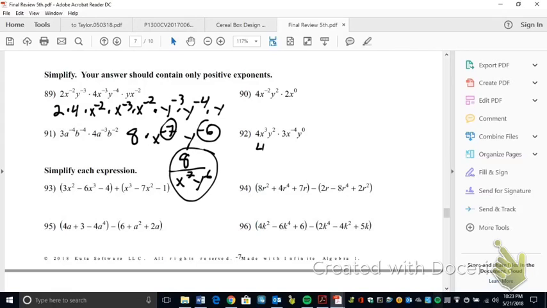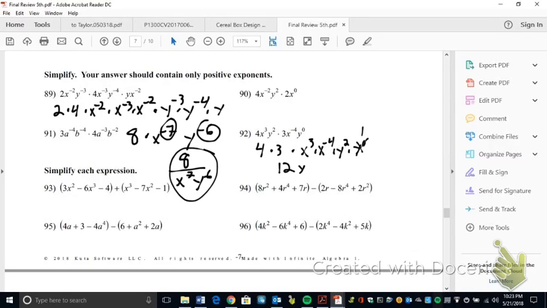Let's look at 92. In 2 we have 4 times 3. And we're going to put our x's together: x to the 3rd times x to the negative 4th. And then y to the 2nd times y to the 0. One of the rules we went over is anything to the 0 power is 1. And that includes variables or numbers. So if I have 4 to the 0th power, I just write that as a 1. 4 times 3, 12.